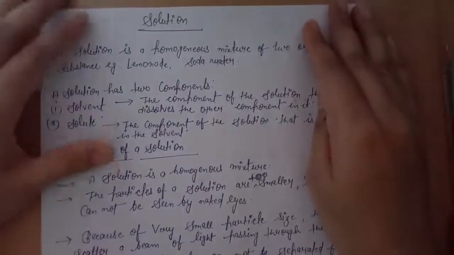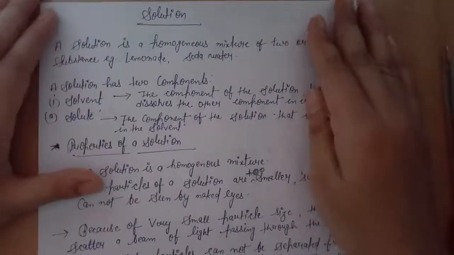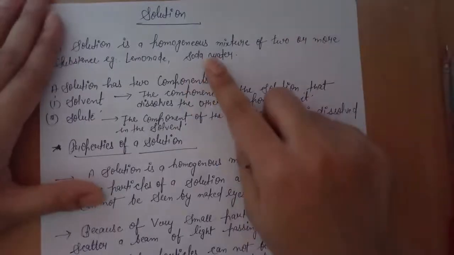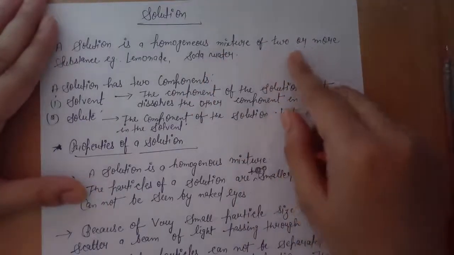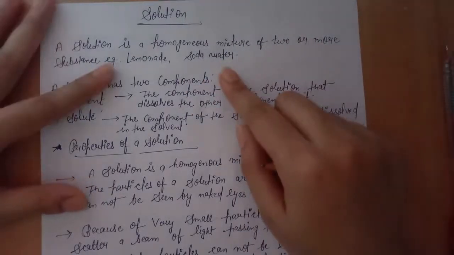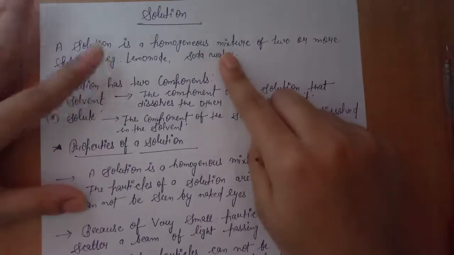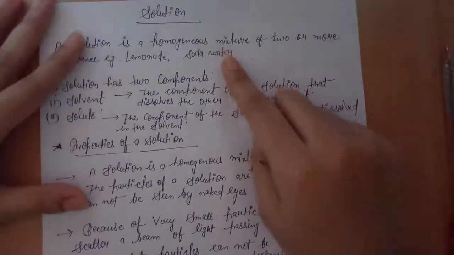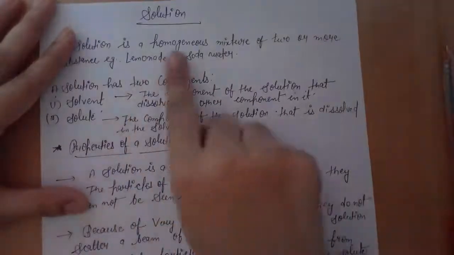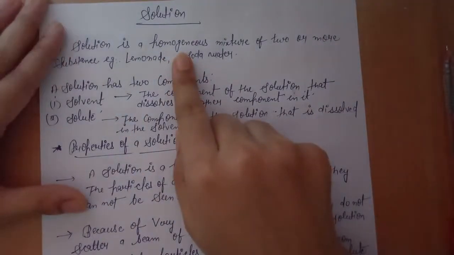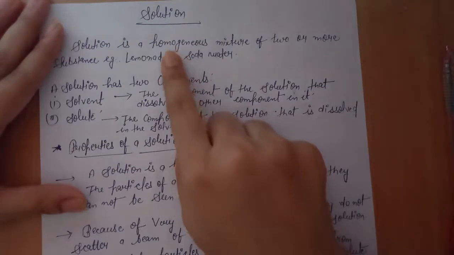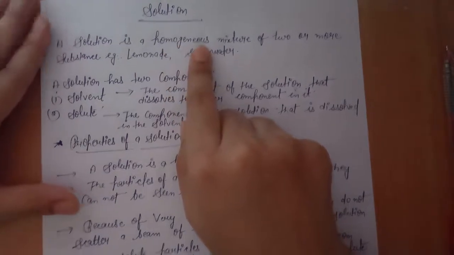Students, in this video we will discuss the solution. A solution is a homogeneous mixture of two or more substances, such as lemonade and soda water. And what is a homogeneous mixture? You have studied about that. If the particles or components of a mixture spread uniformly throughout the mixture, we call that mixture a homogeneous mixture.